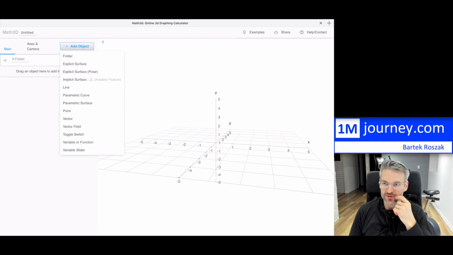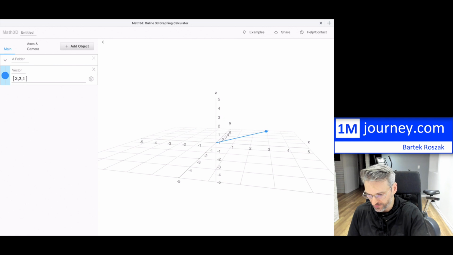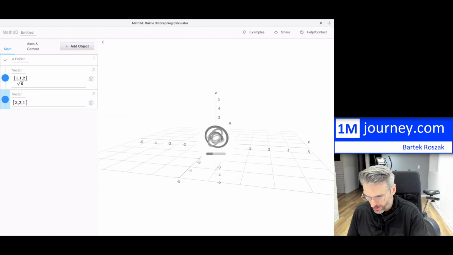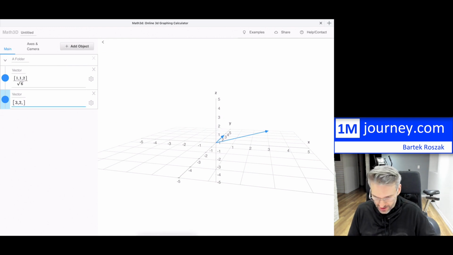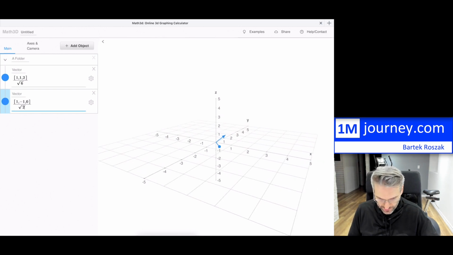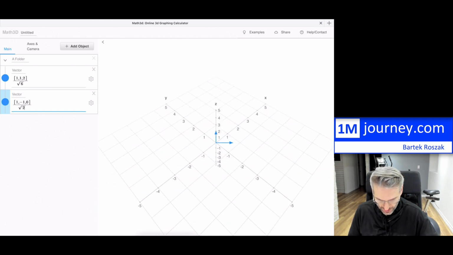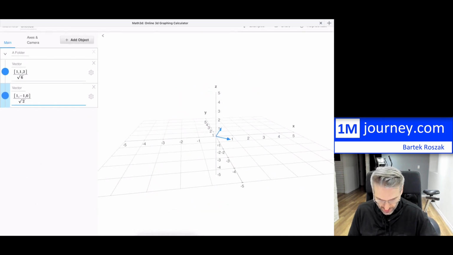All right, so here's math3d.org. I'm going to add the object. I'm going to add a vector in here. So this was 1, 1, 2, and this is divided by the square root of 6. So that's one of the vectors. I'm going to add another vector. Here's the other one, and this one was 1, -1, 0, and this is divided by the square root of 2. All right, so you can hopefully see ever so slightly, I mean, there we go from the top. So these are perpendicular in some way.